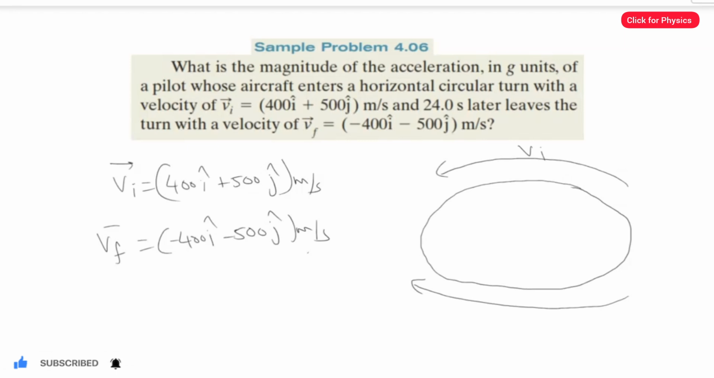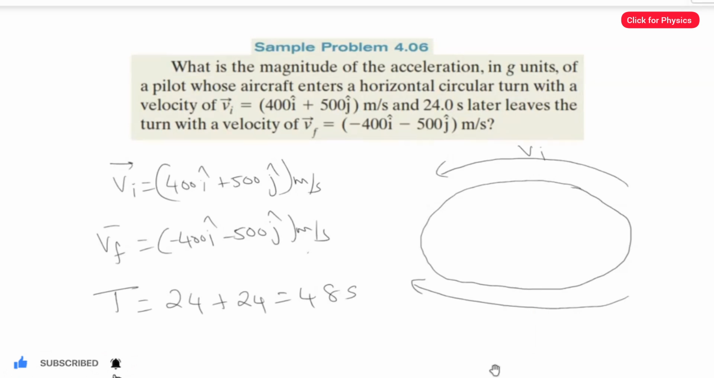That means for going and coming back, what's the total time? He took 24 seconds for entering the turn and 24 seconds for leaving the turn. So 24 seconds plus 24 seconds, totally he took 48 seconds for going and coming back on the same horizontal circular turn. Also, you can see the initial velocity and the final velocity have the same values of i cap and j cap, only the sign changes. That means the final velocity takes the opposite direction. So now, by using this, we have to find the acceleration.